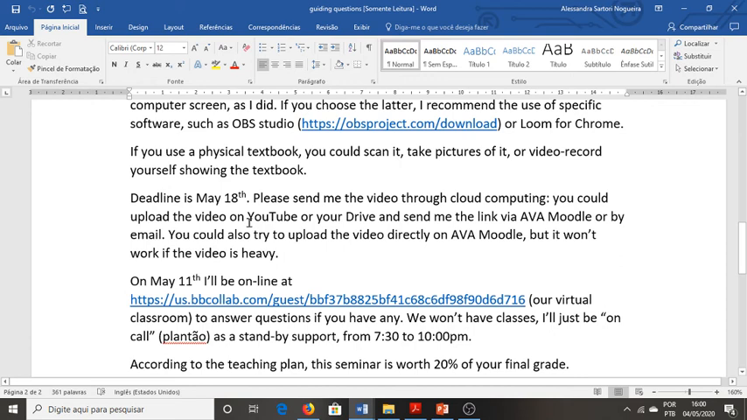And how are you going to send it to me? Send me the video through cloud computing. Per my experience, I believe you won't be able to attach a video to your email, but if you're able to do that, I'm okay with it. But I believe you have to use cloud computing. So you could upload a video on YouTube or your Drive, and then send me the link. You can send me the link via Moodle or by email.